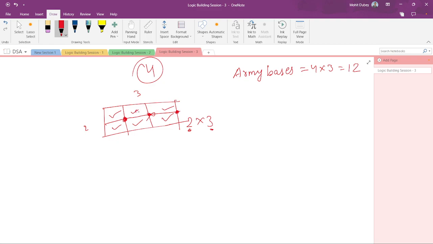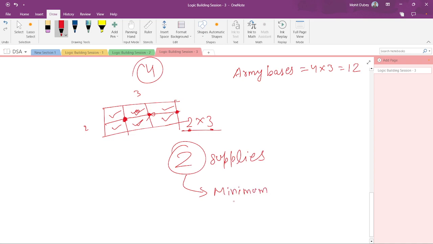These were already covered with this supply, right? So I can say if I'm having a 2 cross 3 grid, I will need how many? Two supplies, right? Okay, so this is the minimum number of supplies. This is the minimum number that we have to find.